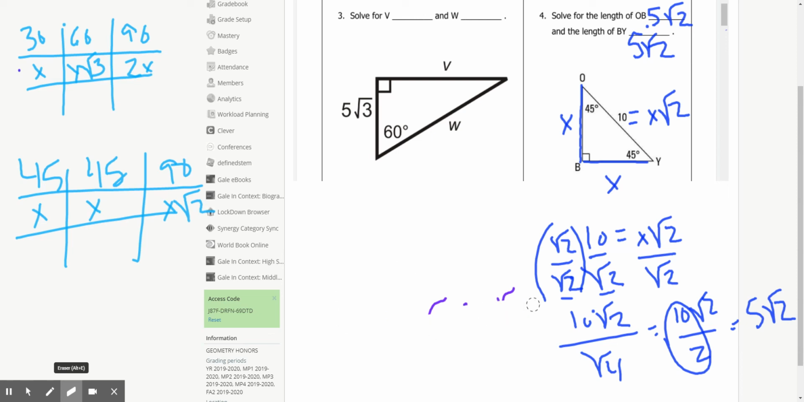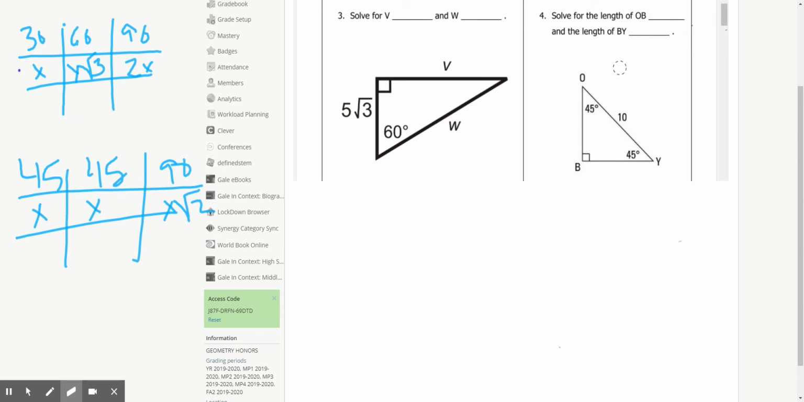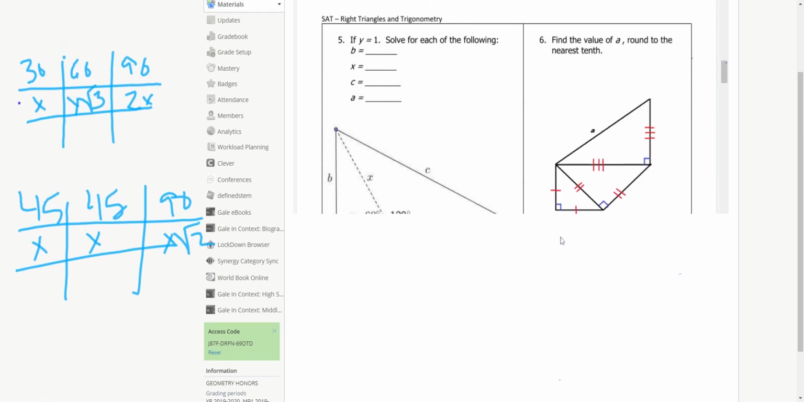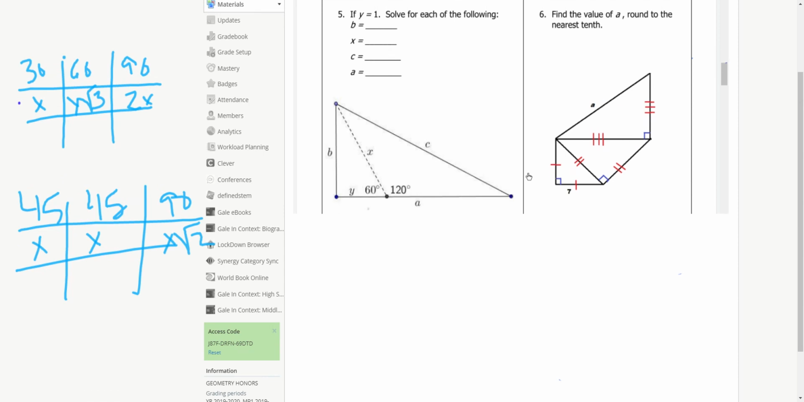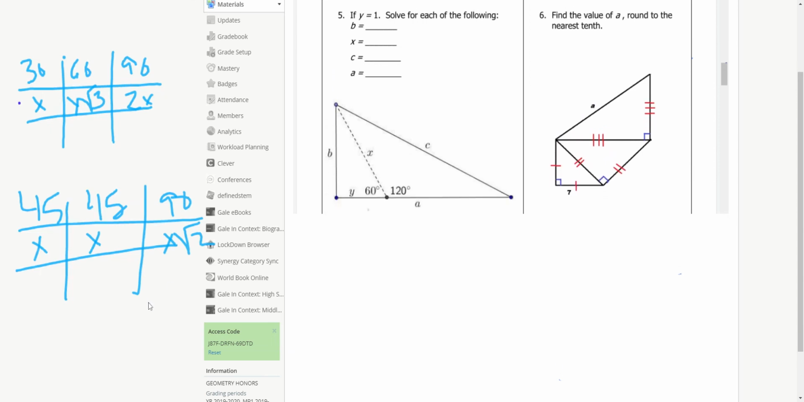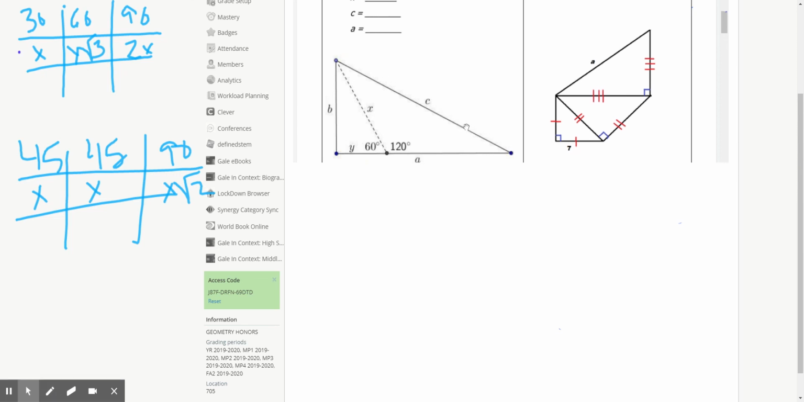Erasing takes so much time. All right. Number 5. I'm going to be able to see the whole thing.